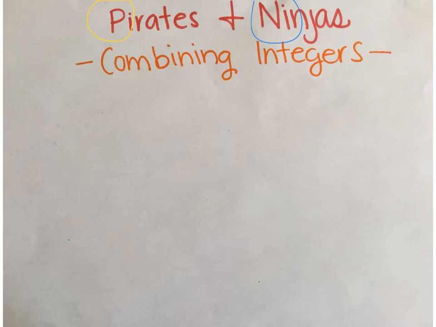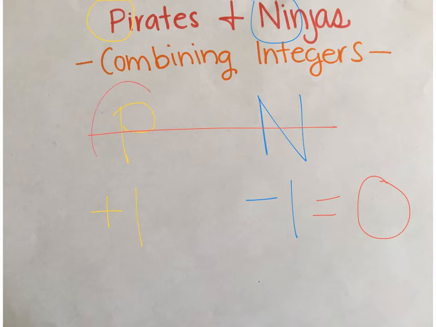Whenever they fight, we said that they cancel each other out. So, if I had one pirate, here's my pirates, and one ninja, that means I have a positive 1 and a negative 1. When they fight, that means that they are going to destroy each other, and I won't have any left, so they cancel each other out. At the end, I end up with 0 people left. I have no more pirates and no more ninjas. As we go through, we're going to see other ways that we can write this.